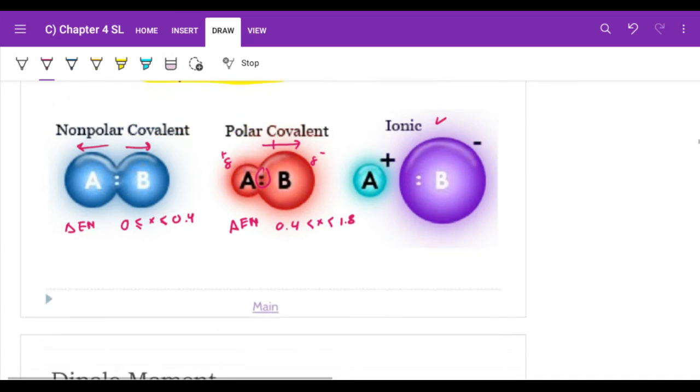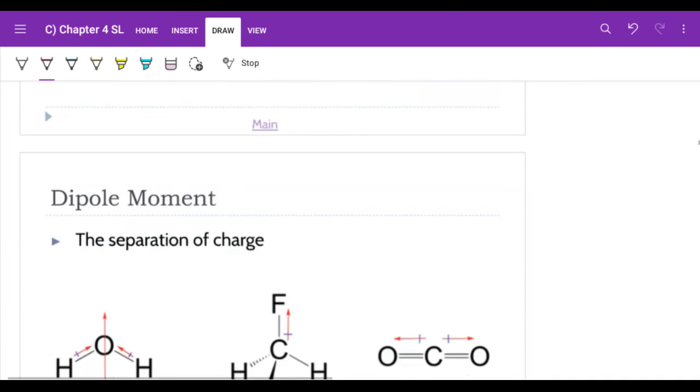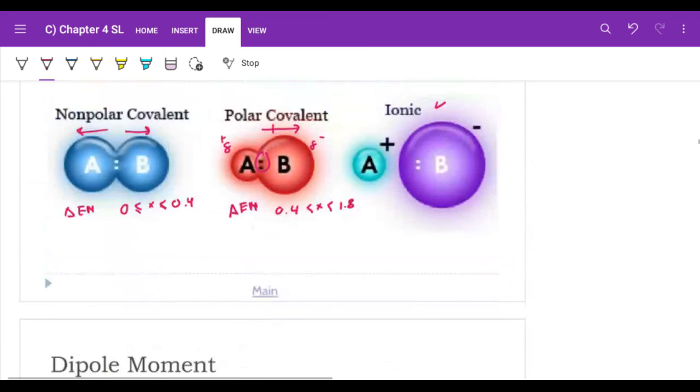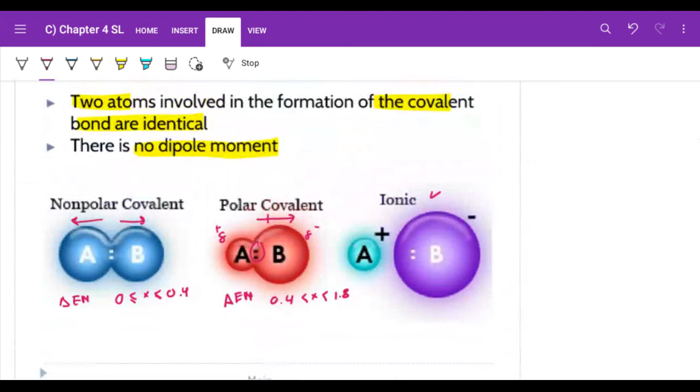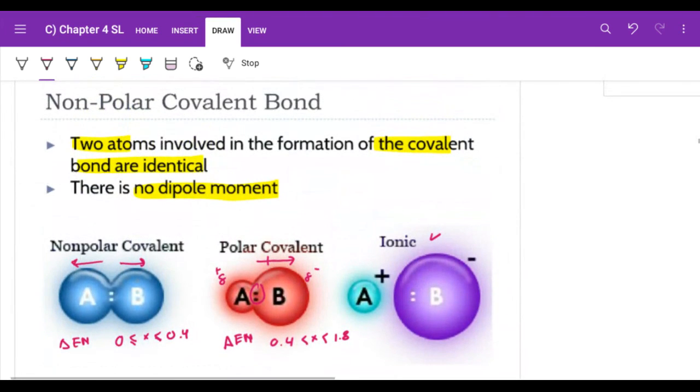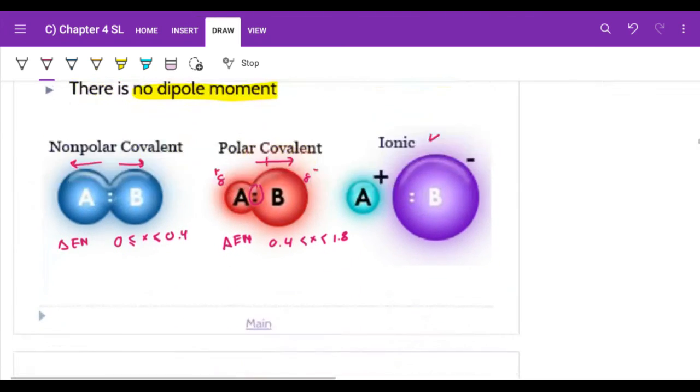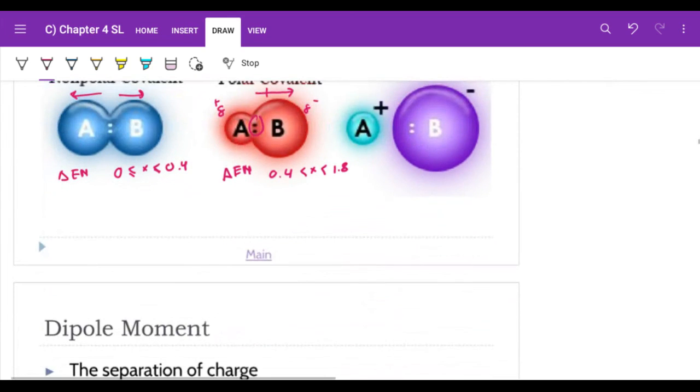So that's all for polar and non-polar. In the next chapter, I will explain about the dipole moment.